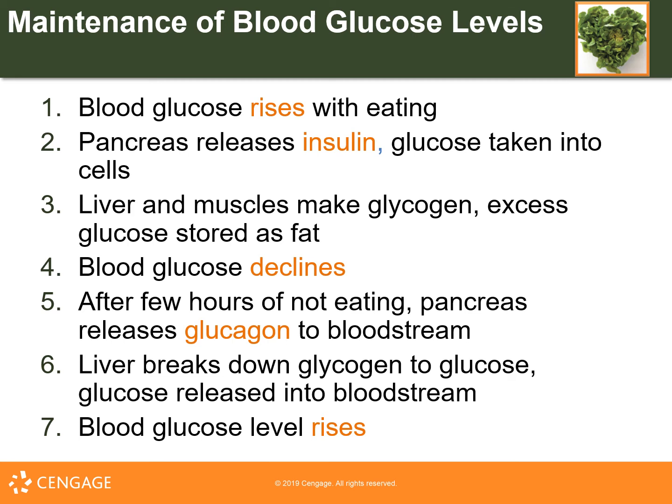So blood glucose rises when we eat. The pancreas will release insulin, which then glucose gets taken into cells. Your liver and muscles make glycogen. Any excess glucose will get stored as fat. Eventually, blood glucose declines, and after a few hours of not eating anything, the pancreas releases glucagon to the bloodstream. And then the liver breaks down glycogen to glucose, and glucose gets released into the bloodstream, and blood glucose levels rise again.